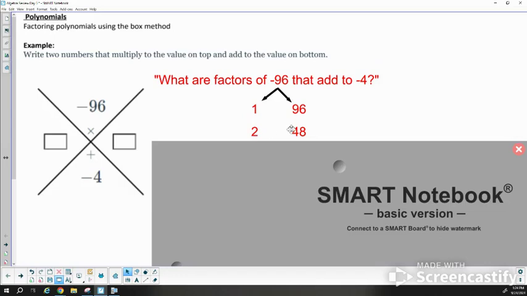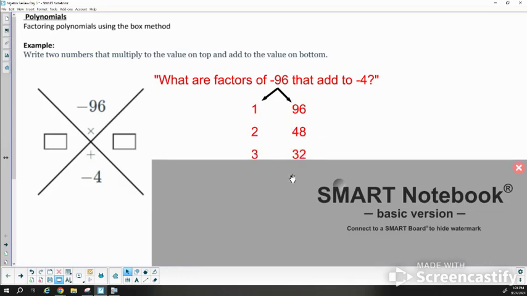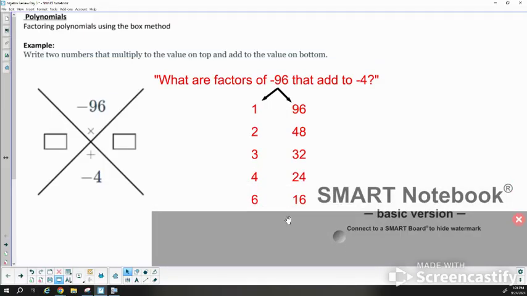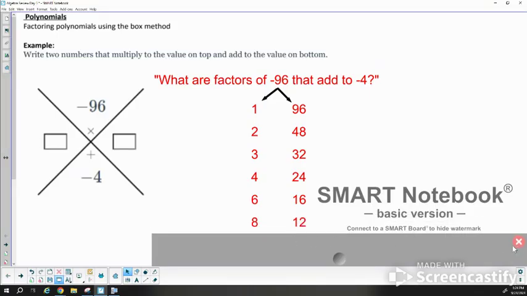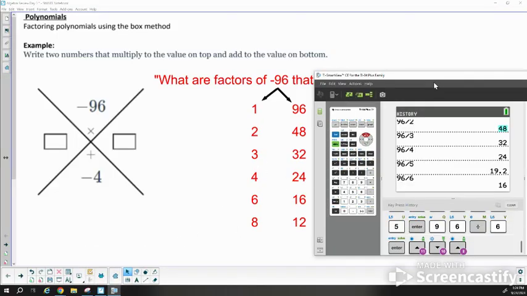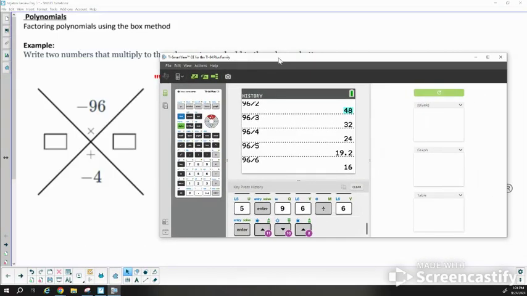And then I know 2 divides in evenly, 3 divides in evenly, so 3 and 32 are factors, 4 and 24, 6 and 16, 8 and 12 are the factors. Now, if you're not sure how I got those, here's a really quick way to do it. Take the number 96, try to divide it by 2. If it's a whole number, then 2 and 48 are factors of 96.